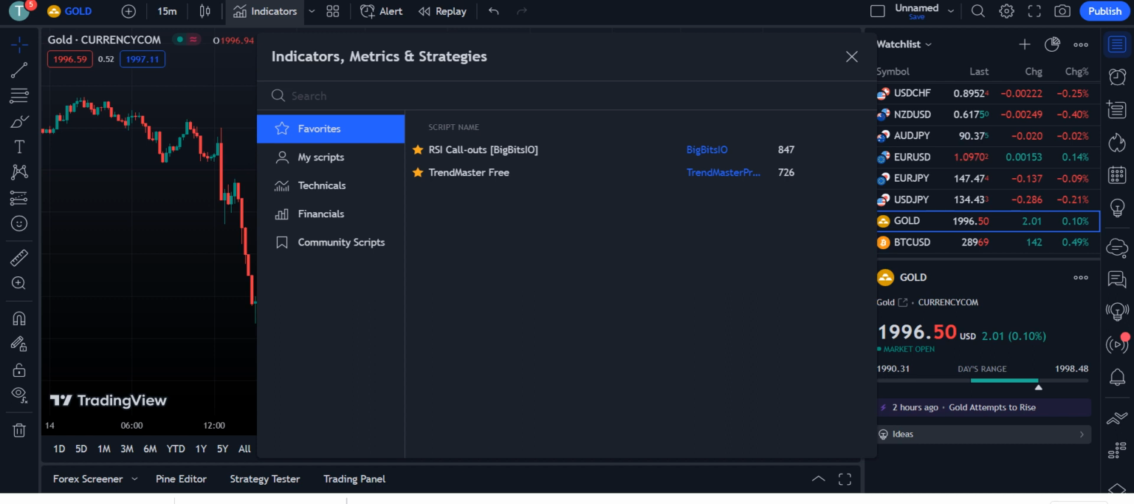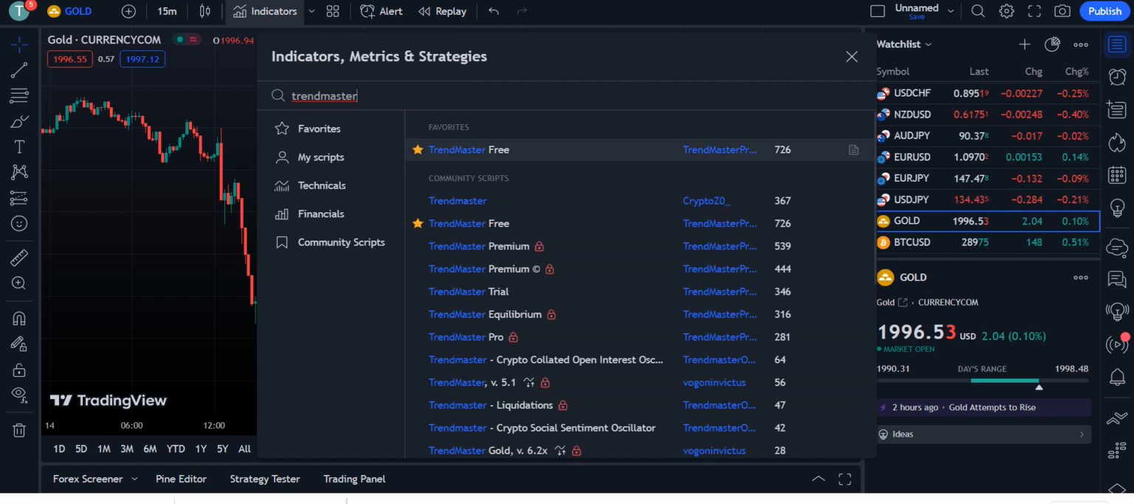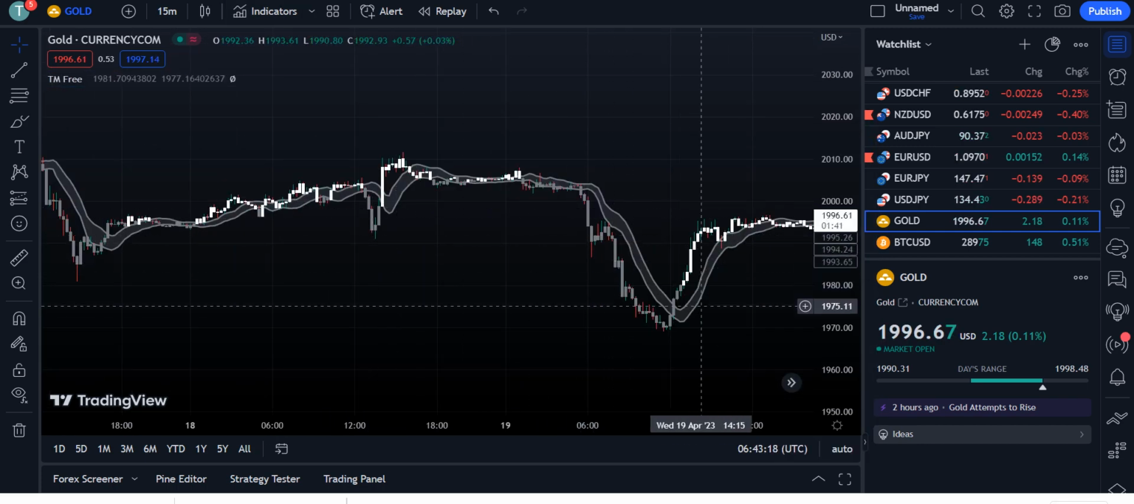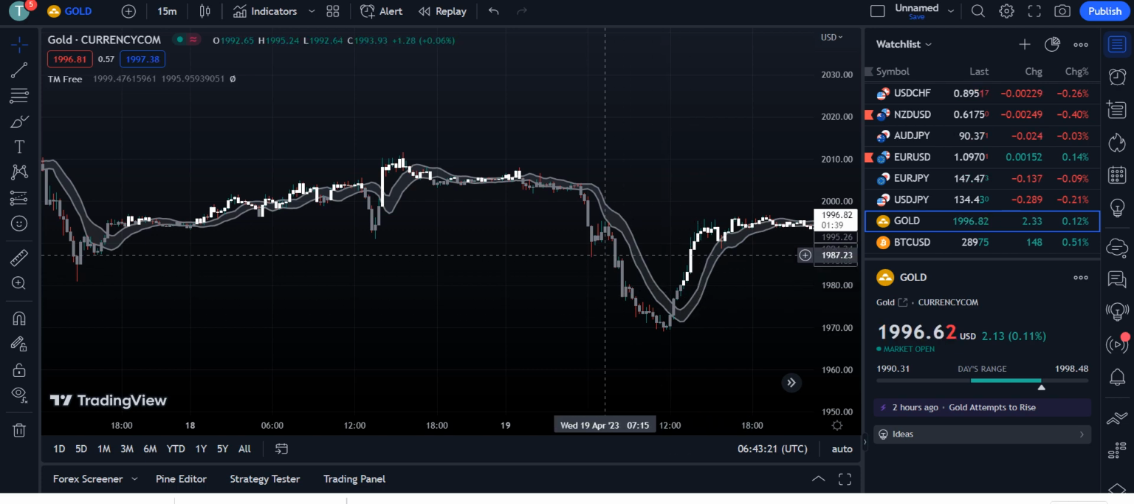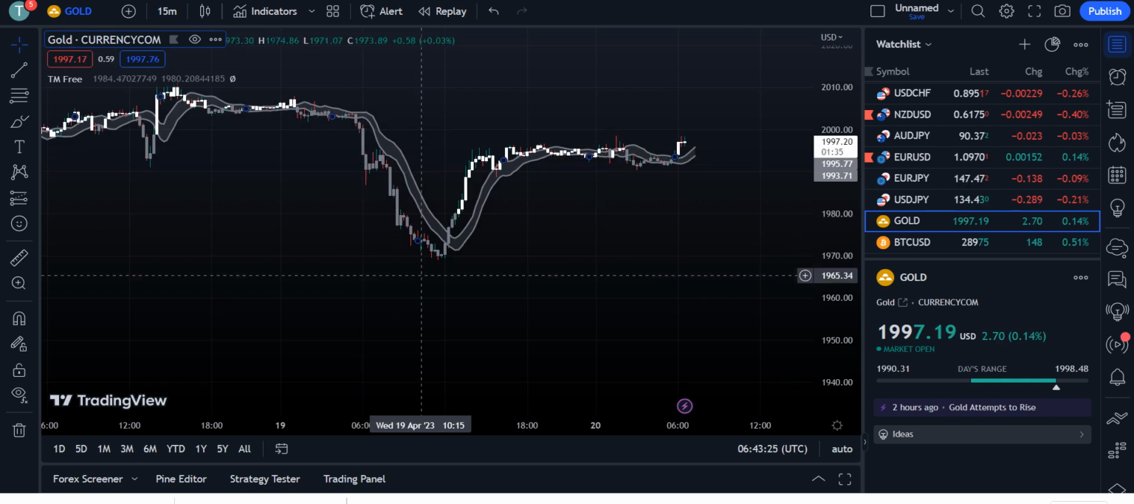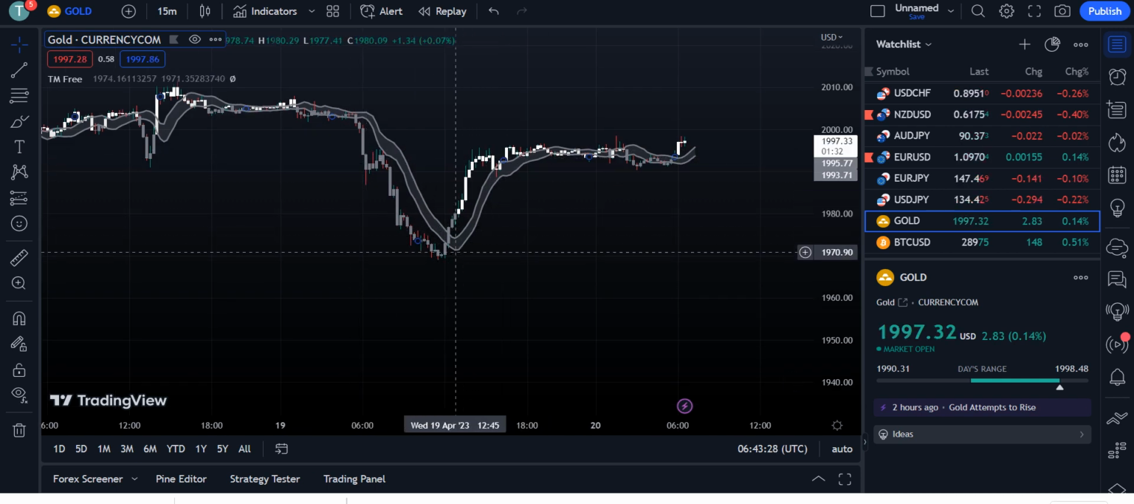The first indicator that we are going to use in the strategy is the Trend Master free indicator by Trend Master Pro, and 726 traders are using this indicator. You have to simply click on it. It will be applied on your chart, and now it will look like this. Here there is a cloud showing that our market has to move within the cloud. If it goes out of that, it means that our market is in the overbought or the oversold level.